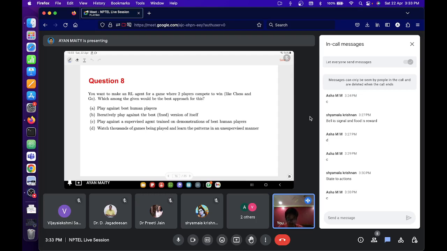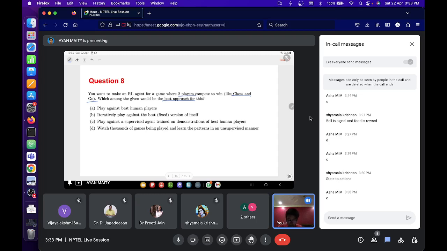Now moving on to question 8. You want to make an RL agent for a game where two players compete to win, like in chess or Go or some other game. Which among the given would be the best approach for this? So you want to train an RL agent for a game where two players play. So what would be the best approach?